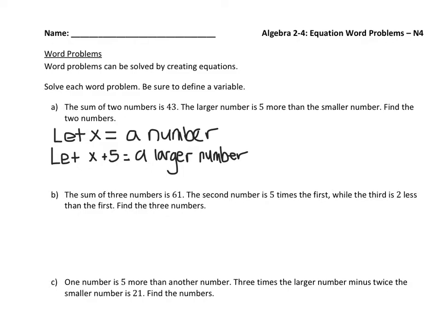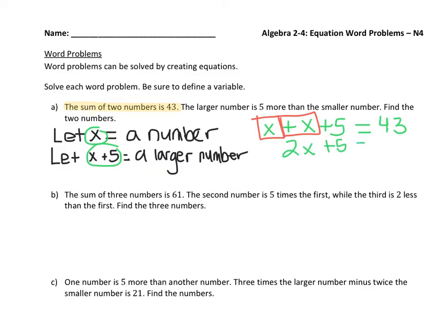Now it says the sum of the two numbers is 43. Sum means addition, so what I have to do here is add my two numbers together. X plus x plus 5. So I added our x and our x plus 5 together, and I know that equals 43. Let's go ahead and combine our like terms. We have x plus x, which is 2x. Bring down the plus 5 equals 43.